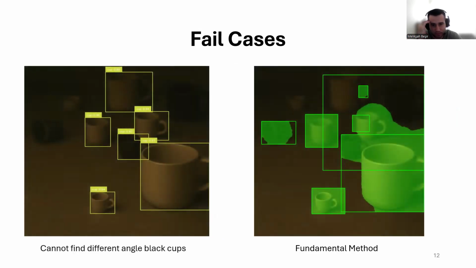Here, there is a good image, because the fundamental methods find the dark cup laid down on the table, but RF-DETR cannot find the dark cup laid on the table because it's at a different angle. It's a tilted cup and it's dark, and this image is low resolution.